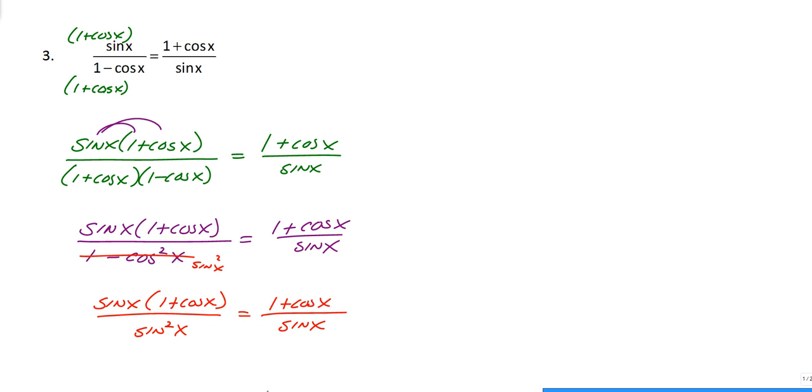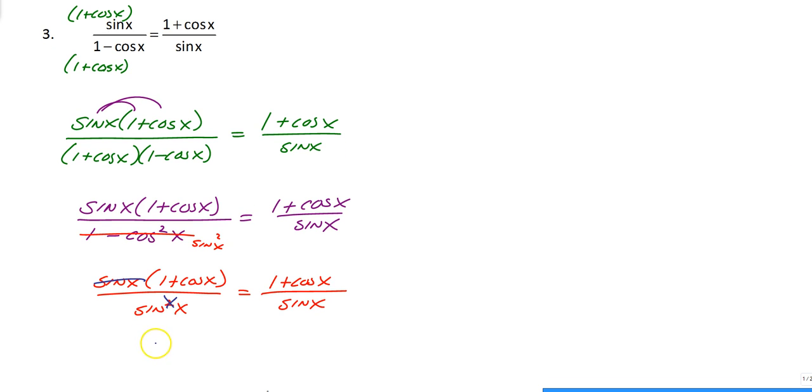I'm sure you already know what the last step is. This sine squared is going to cancel that sine, and you are good to go on this problem. So we have simplified it all the way to 1 plus cosine x over sine x.